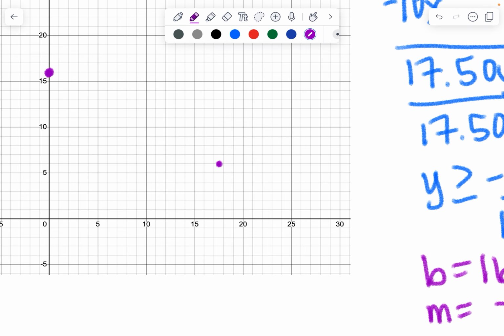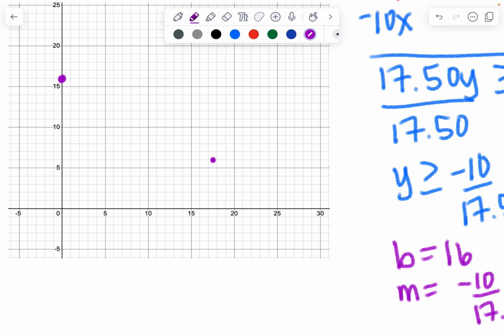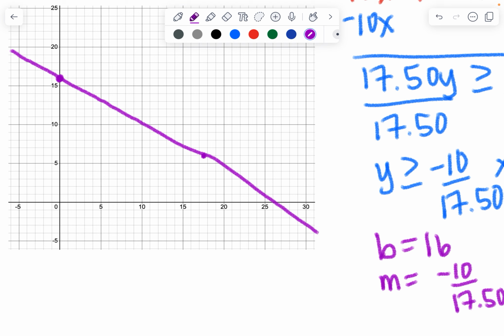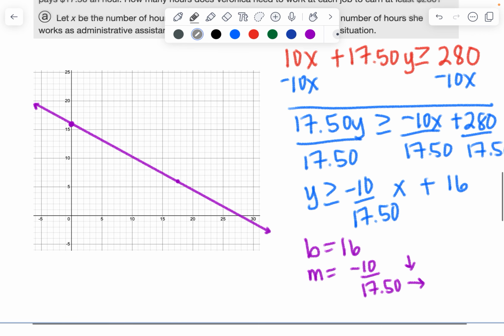And I'm going to do that one more time. If I go down 10, I'll be at negative 4. Oh, it's not going to quite let me go all the way over 17.50 more. So I guess these will be the 2 points that I'm using. It's greater than or equal to, so we're going to have a solid line. And again, because it's greater than, we're going to be shading above that line.